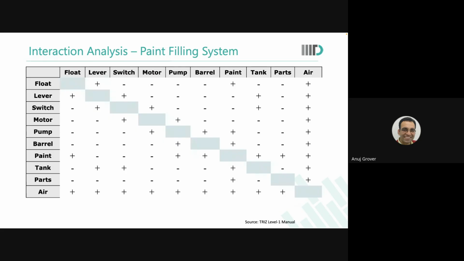Okay. Then pump के लिए, pump does not touch the float, does not touch the lever, does not touch the switch, but it touches the motor, it touches the barrel, it touches the paint, and yes, it touches the air. So आप जब gravity का लिखोगे तो आपको gravity भी दिखेगा, सबके साथ plus plus plus plus आ जाएगा. I've shown that with the air thing. Is that okay? So for so many super system components like air, gravity, this will become plus plus plus plus plus. Is that okay? So parts, radiators, for example, they touch the paint and they touch air.